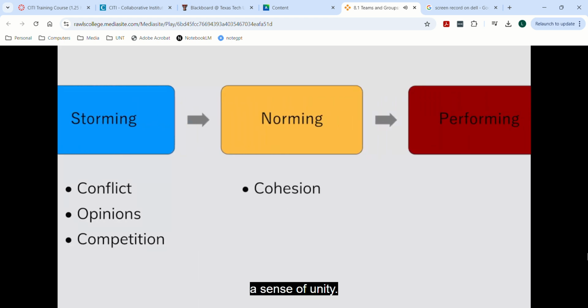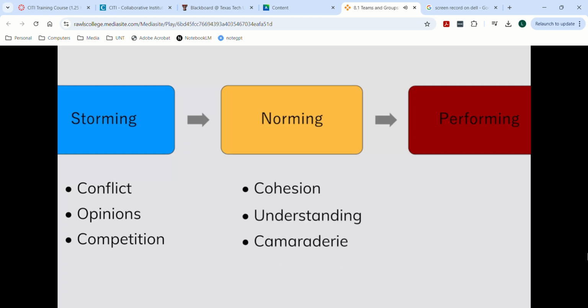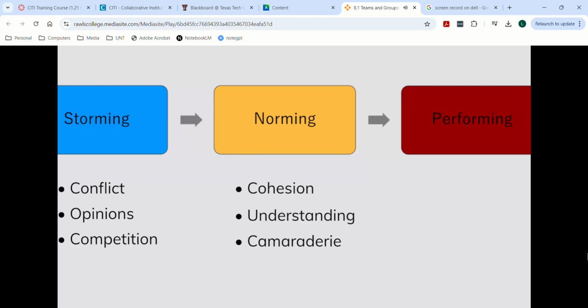In the norming stage, the team begins to establish cohesion and a sense of unity. Conflicts are resolved, and members start to develop a common understanding. There's a growing sense of camaraderie. Key activities involve developing team norms and values, improving communication, and building relationships and trust.